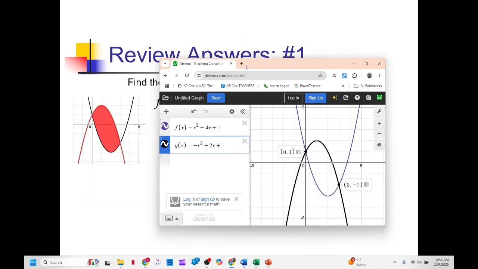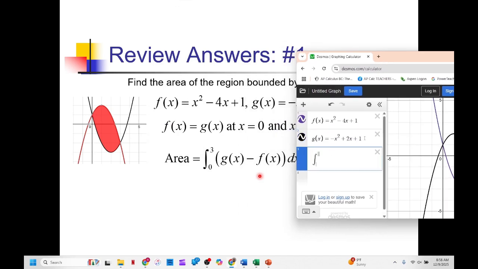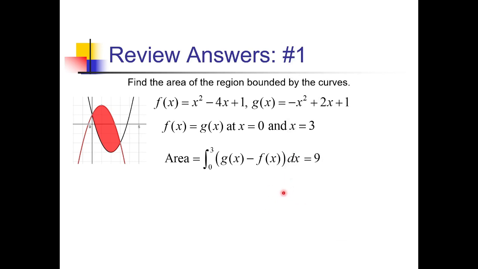So going to my Desmos now and plugging this in. So we've got integral, int, 0 to 3, g of x minus f of x dx, and that comes out to exactly 9. And again, if you were really worried and had the use of a calculator, you could just use absolute value and not worry about the order of subtraction.